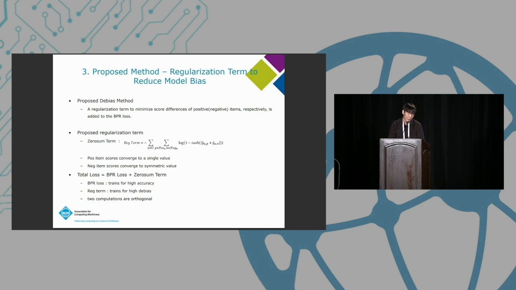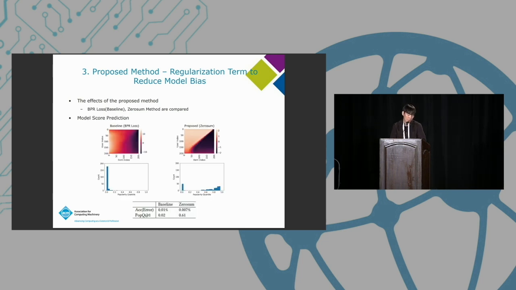So we extend the BPR loss to include the zero-sum term. The BPR loss trains to achieve high accuracy by contrasting positive and negative items, and the zero-sum term trains for high debias performance. And since the two computations are orthogonal, these two objectives can be simultaneously achieved.